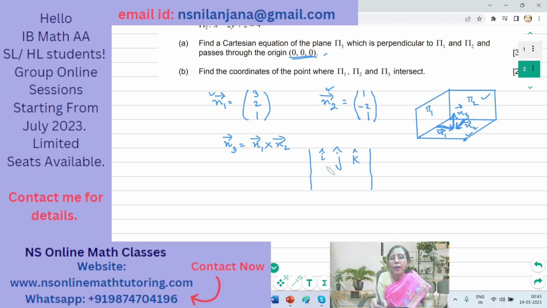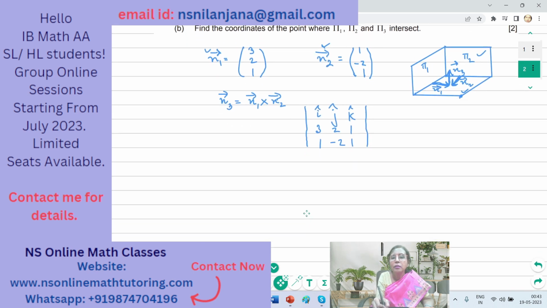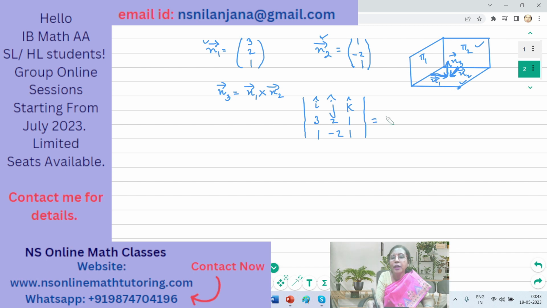First of all, I'm taking n1: 3, 2, 1, and n2: 1, minus 2, 1. Let us check once more: 1, minus 2, 1 and 3, 2, 1. So the vector product will be, when we take the i, we will be excluding this i column, and we will be taking these 4 numbers. Okay. So it will be 2 times 1 minus 2 times 1.